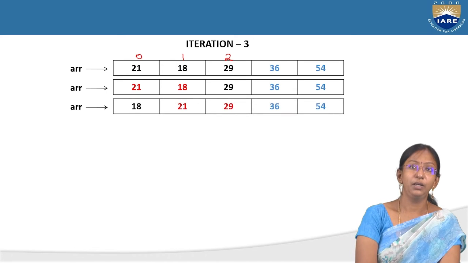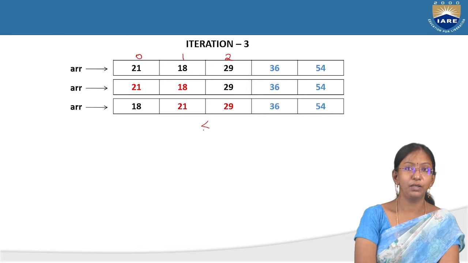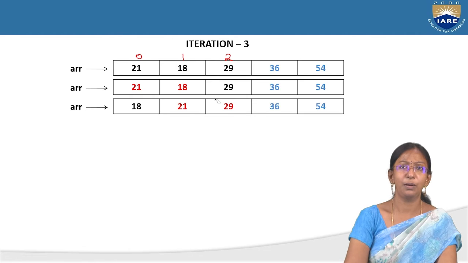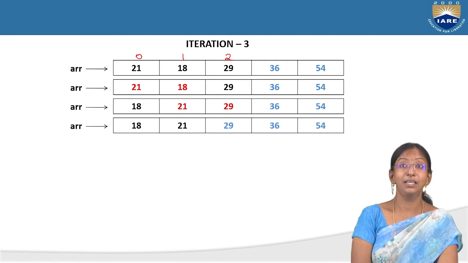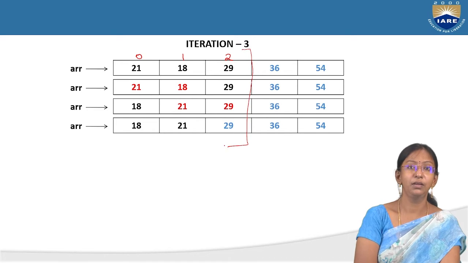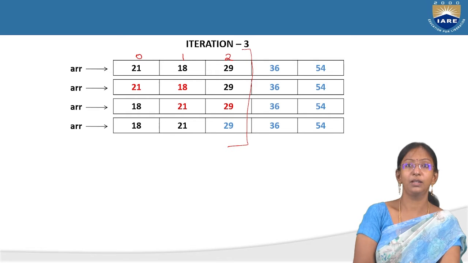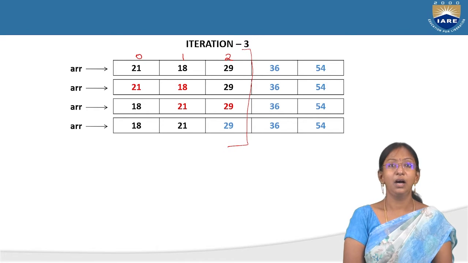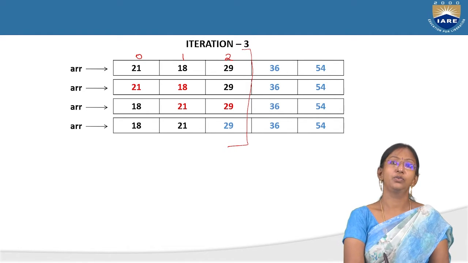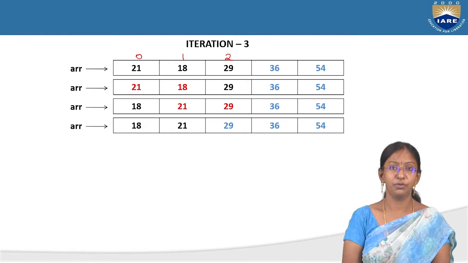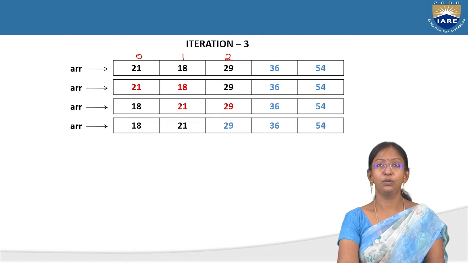Now a comparison between 21 and 29. Is 21 less than 29? Yes, the condition is satisfied. I need not swap them, and there the list ends. Have a look, guys. I'm going to consider only the first three elements because only these three need to be sorted. The remaining elements at higher index values are already sorted. Now I reach the end of this iteration, and you can see that the third largest element is at its right position. So I am left with only two elements.